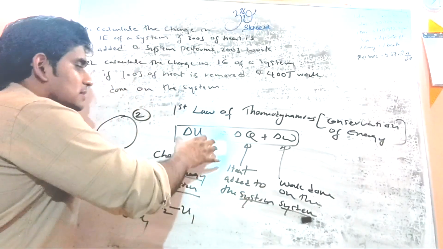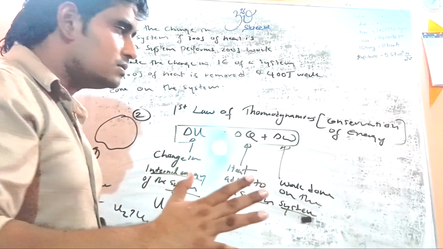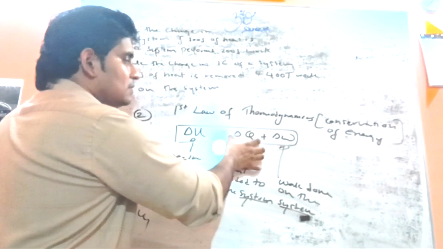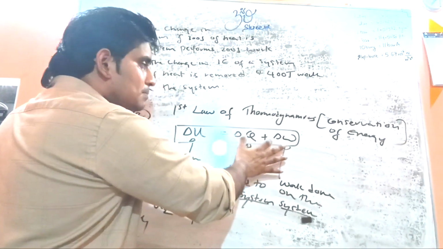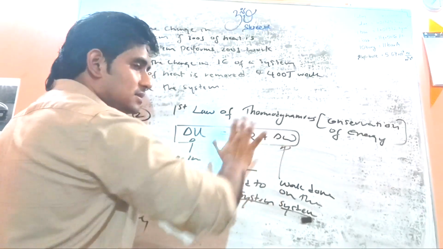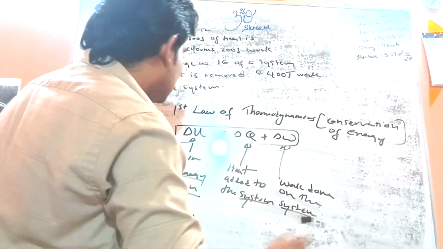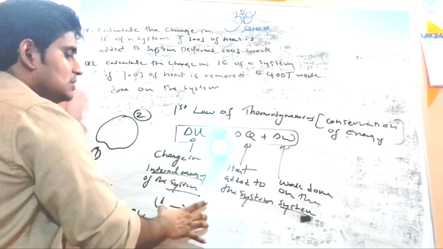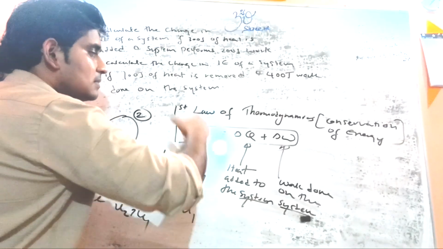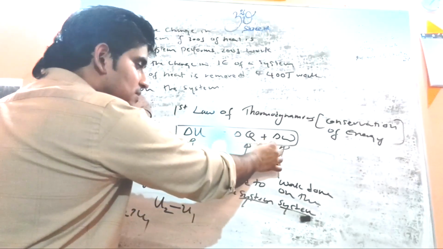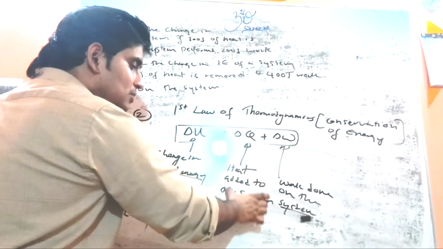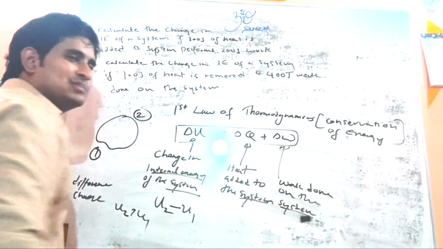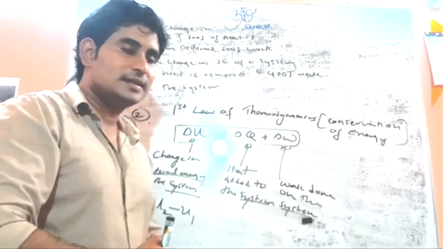That means this delta U is positive, right? This delta U will be positive if we add some heat plus we do some work on the system. Alright. So that means the change in internal energy of a system equals the summation of the heat added to the system and work done on the system. Is that clear? Shall I tell that again?